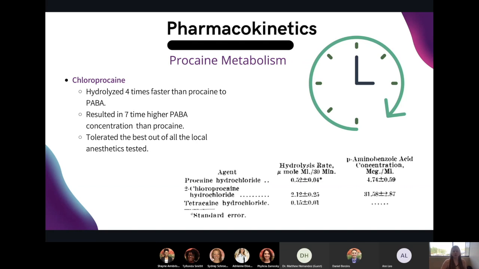Chloroprocaine was 4 times faster than procaine to hydrolyze into PABA. Chloroprocaine resulted in 7 times higher. 2-fluoroprocaine was tolerated the best out of all of the local anesthetics tested. For 25 minutes after the injection of local anesthetics, 10 out of the 12 tolerated chloroprocaine, 3 out of the 12 tolerated procaine, and 0 out of 12 tolerated lidocaine.